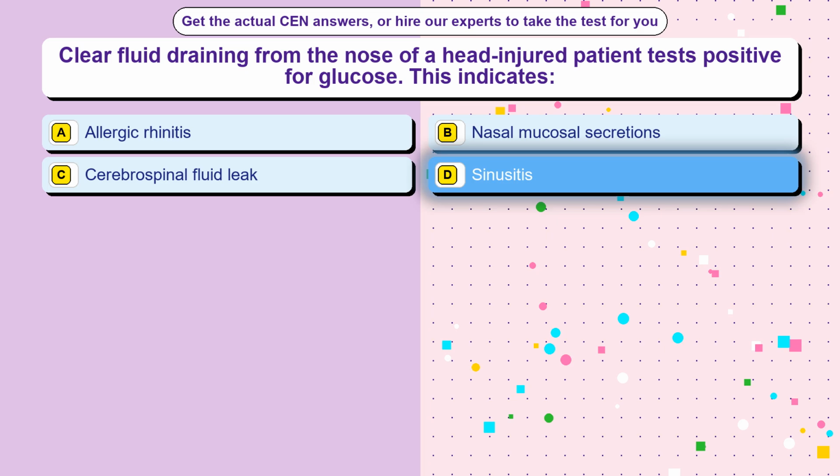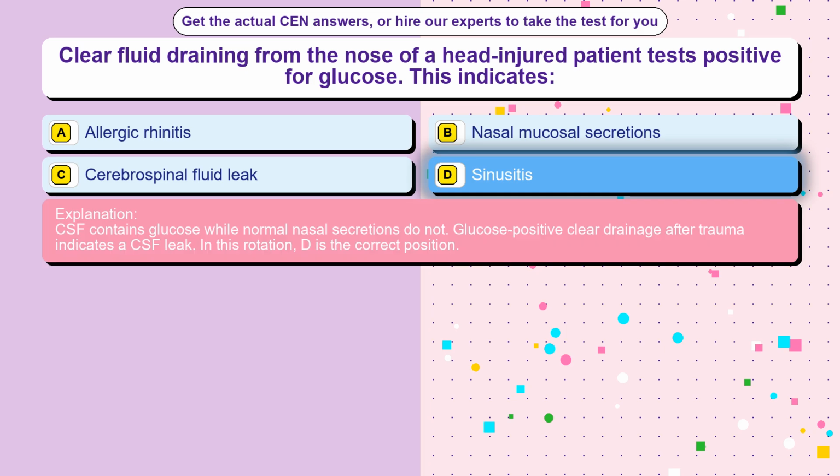The correct answer is option D, sinusitis. CSF contains glucose while normal nasal secretions do not. Glucose-positive clear drainage after trauma indicates a CSF leak. In this rotation, D is the correct position.